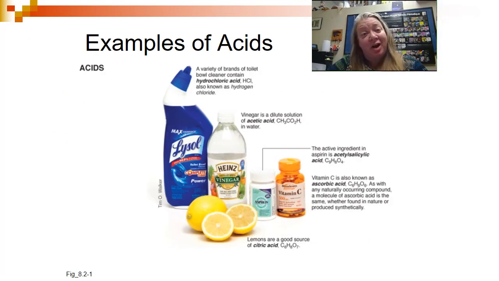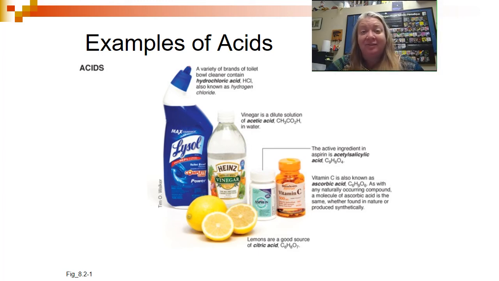So here are some common acids that you probably have in your house. There's Lysol, your toilet bowl cleaner. That's usually a hydrochloric acid solution. Vinegar is acetic acid. Lemons have citric acid in them.